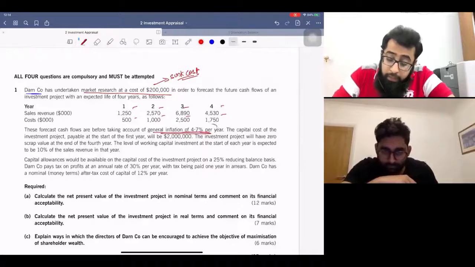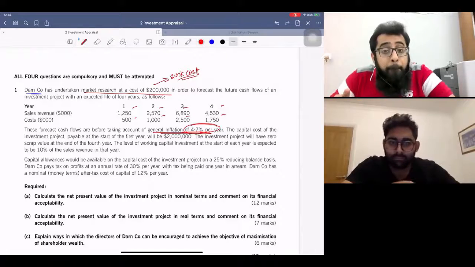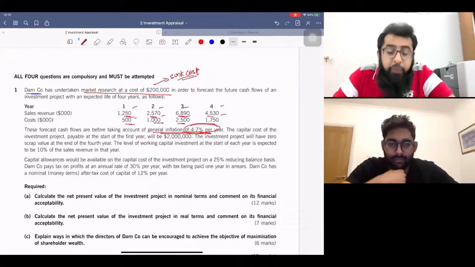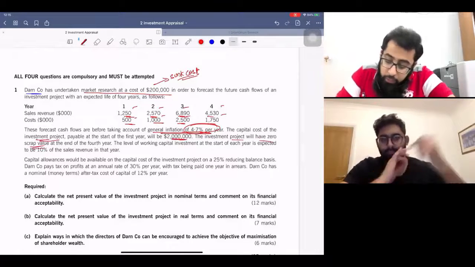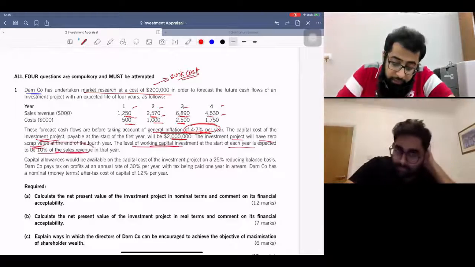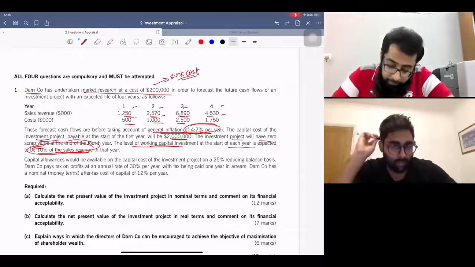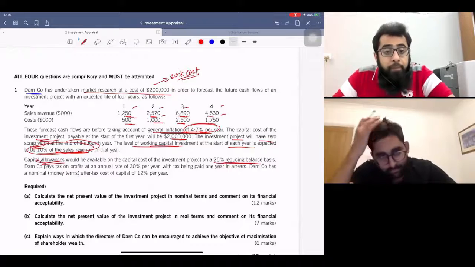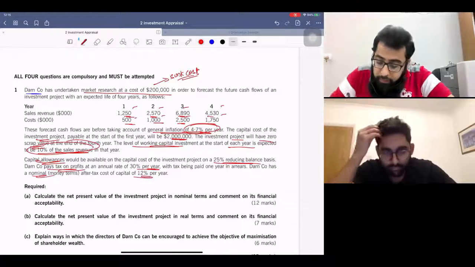For the sales revenue and the cost, you again have to consider the impact of inflation rate. Because the amounts are changing, you have to use the concept of power for inflated cash flows. The investment amount is 2 million, with zero scrap value. Working capital investment is 10% of sales revenue, so you have to use the incremental working capital technique. Capital allowances will be 25% reducing balance, as we did. Tax is 1 year in arrears.